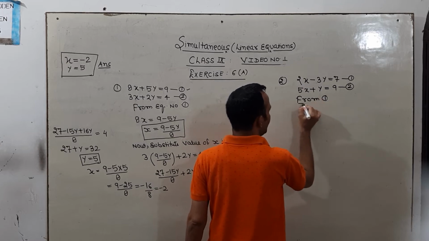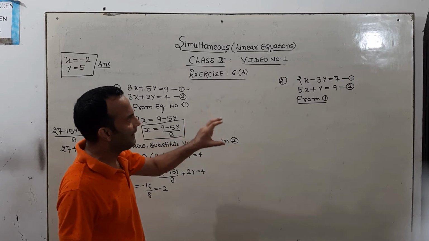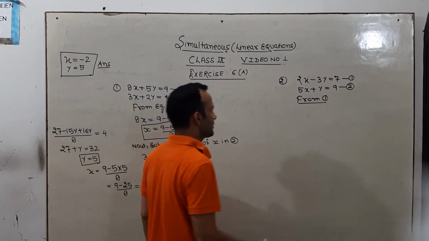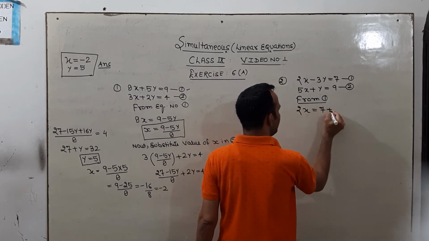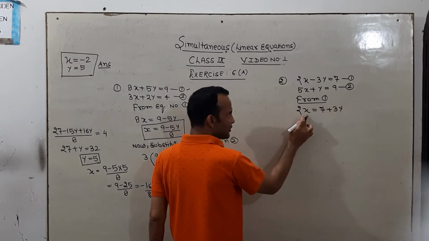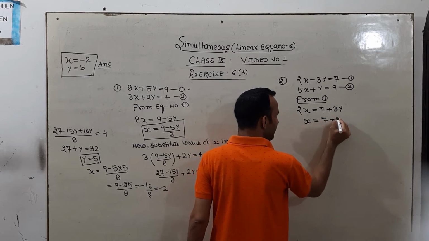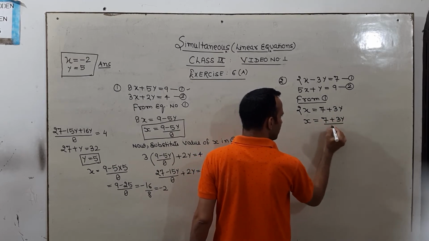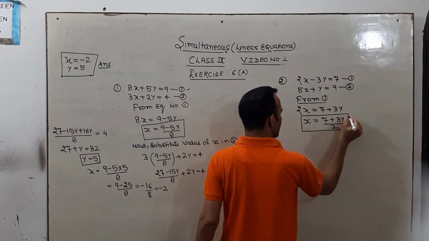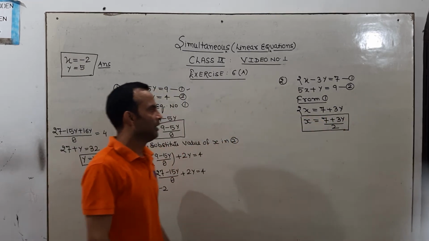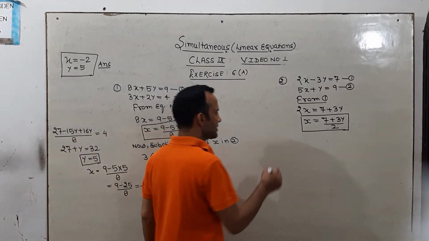What I am going to do, I am going to find the value of the variable from equation number first. 2x is equal to what? 7 plus 3y. Then dear students, you can see what is the value of x. The value of x is 7 plus 3y divided by 2. This is the value of the variable x from equation number first. Now substitute this value of the variable in equation number second.